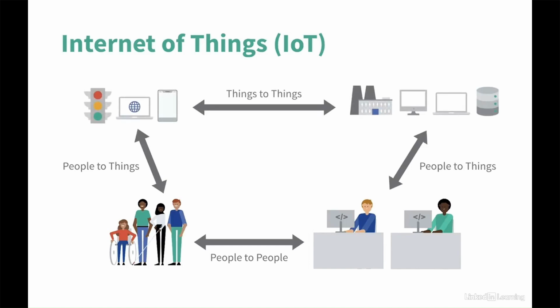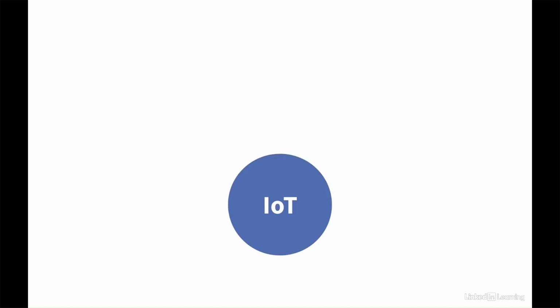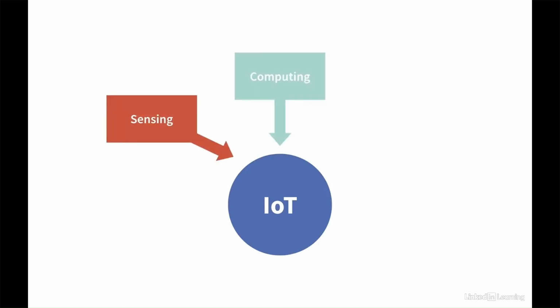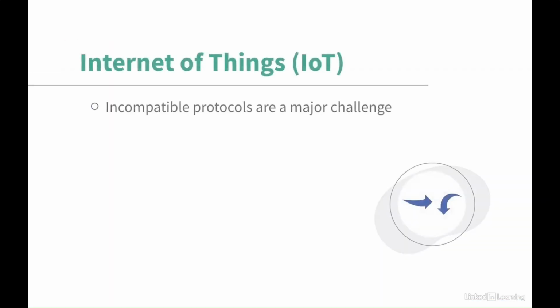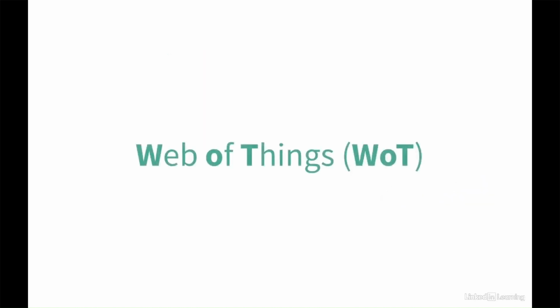IoT as a concept is simply connecting devices or things to the Internet and/or to each other. IoT encompasses the following fundamentals: smart sensing and actuating, computing, and connectivity and communication. Billions of smart things are connected to the Internet, so compatibility is important. Incompatible protocols can become an issue, meaning the integration of data and services from various devices can be complex and challenging. This introduces the Web of Things, or WoT.